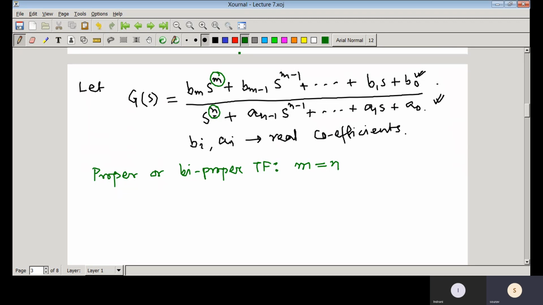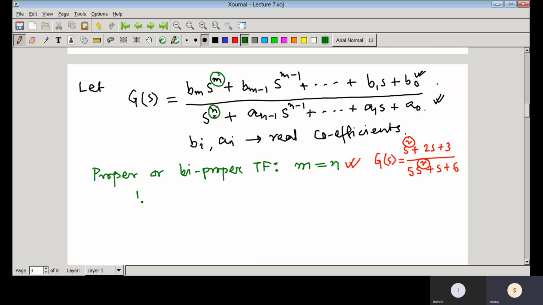For example, you can see here, G(s) equal to, suppose s square plus 2s plus 3, and here in the denominator suppose 5 s square plus s plus 6. So in this case you can see the numerator polynomial, its degree is 2, and the denominator polynomial, its degree is 2. So that means m equal to n. So this is one example of a proper or biproper transfer function.